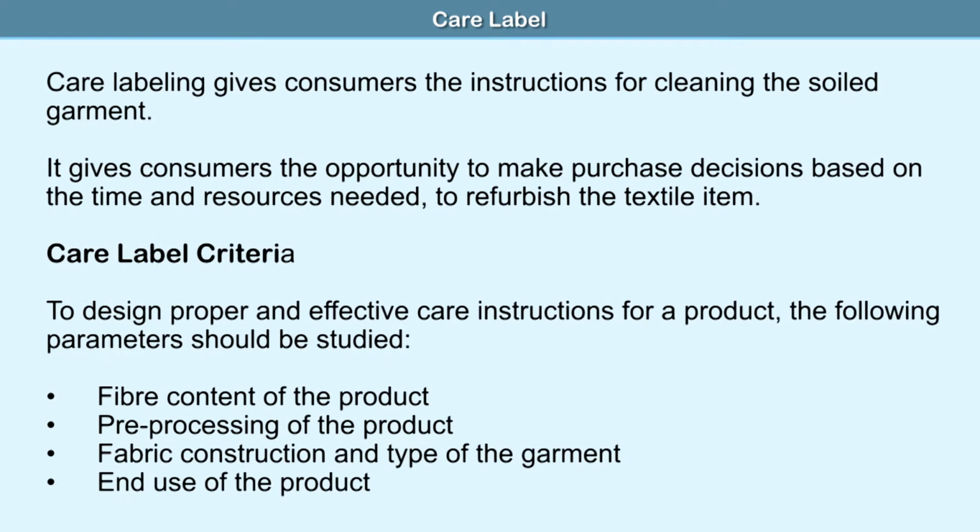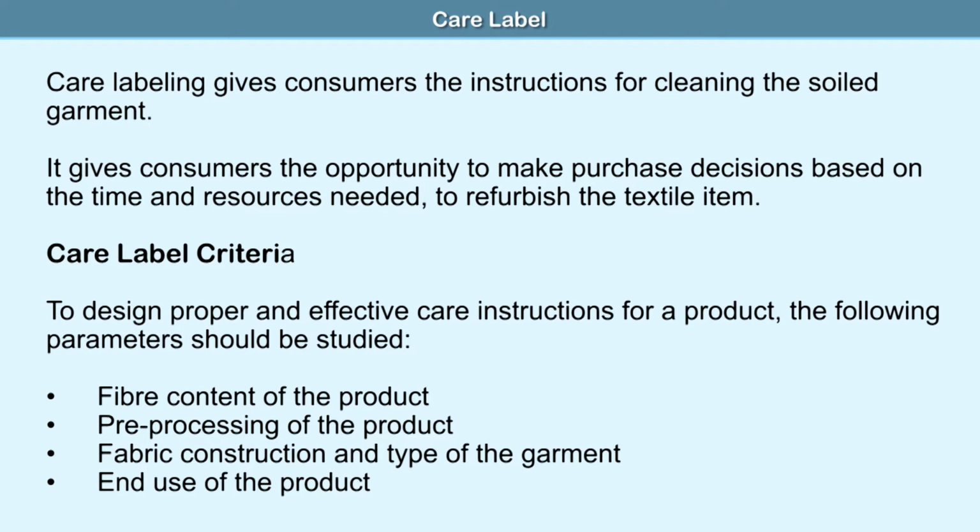Now care label. Care labeling gives consumers the instructions for cleaning the soiled garment. It gives consumers the opportunity to make purchase decisions based on the time and resources needed to refurbish the textile item. The criteria for care label we'll be discussing about it.